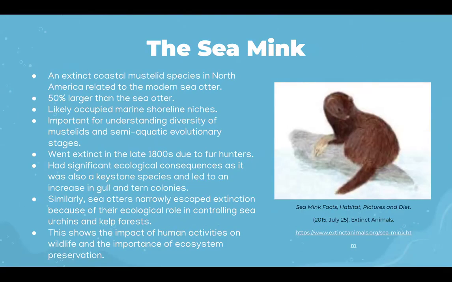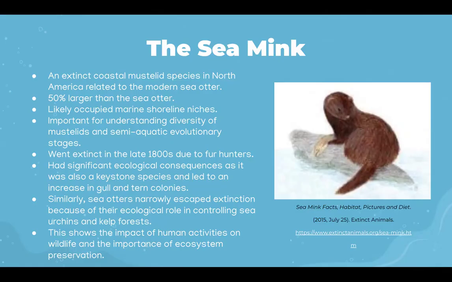Now we'll talk about the sea mink, which is an extinct coastal mustelid species in North America related to the modern sea otter. It was about 50% larger than the sea otter and likely occupied marine shoreline niches, meaning they weren't fully aquatic like the sea otter is. Studying them is important for understanding diversity in mustelids and semi-aquatic evolutionary stages.